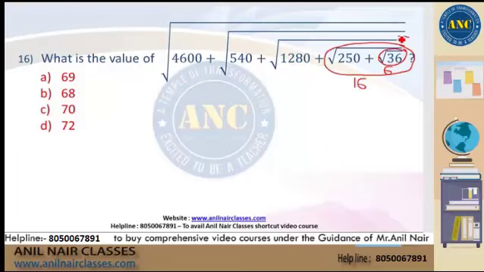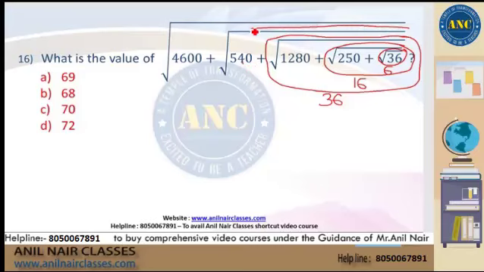1280 plus 16 is 1296. Square root of 1296, how much is it? It is nothing but 36, right? Square root of 1296 is nothing but 36. Next, add 540 to this 36. 540 plus 36 is 576. Square root of 576, it is nothing but 27, right?